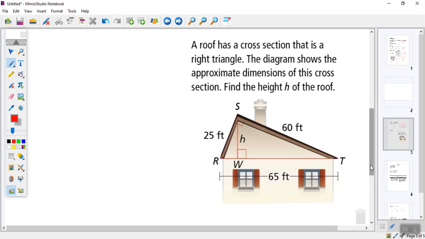The diagram shows the approximate dimensions of this cross section. Find the height. We have to find this height of the roof right here, kids. First things first: do I have a big right triangle? Yes. It's pretty neat, isn't it? We've got to find this height H right here, don't we?